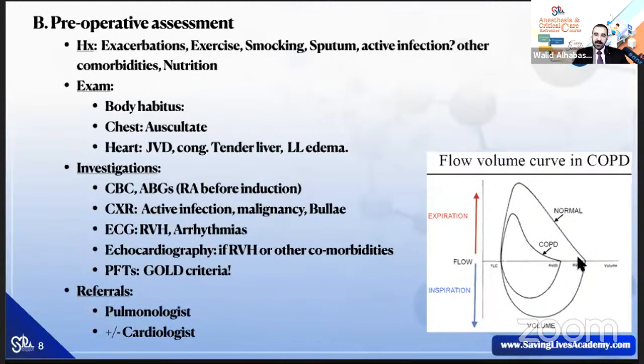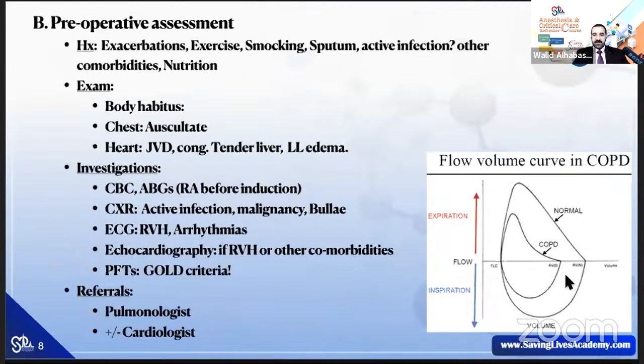And this is the normal tidal breath, and this is the total lung capacity from here to here. So these are flow volume curves. This is the volume on the x-axis, and this is the flow on the y-axis. Okay, so we'll discuss the GOLD criteria in the next slide.